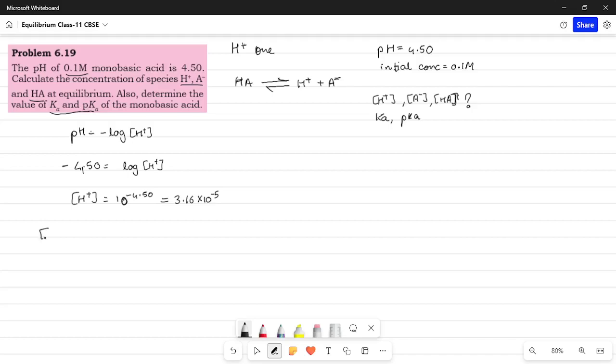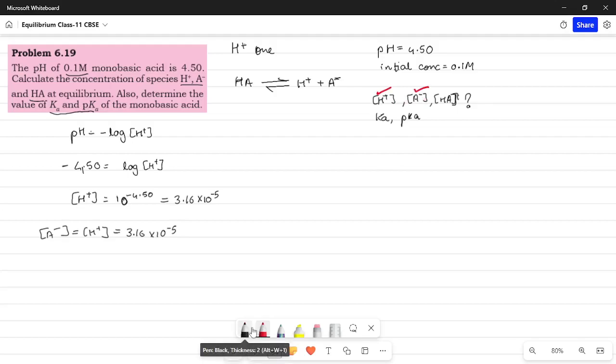Another thing is that the concentration of A minus is equal to that of H plus, because look at the equation, you have an equal number of H plus and A minus ions getting released. So this will be equal to 3.16 into 10 to the power minus 5. So we have been able to calculate the concentration of H plus and A minus.